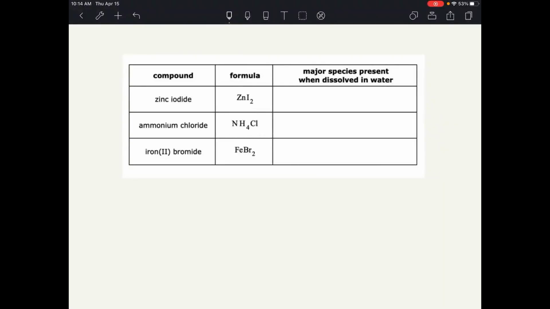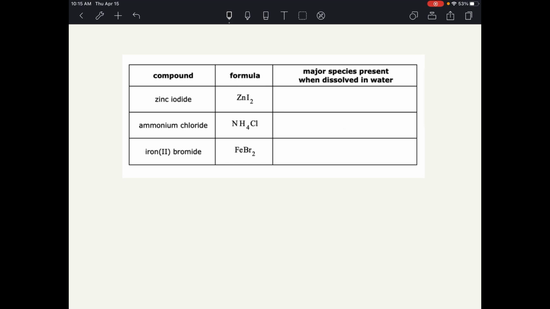In this problem, we're predicting the dissolution of some compounds. Here we have a table where we have 3 different compounds, and the dissolution actually means something is dissolving in water in this case.